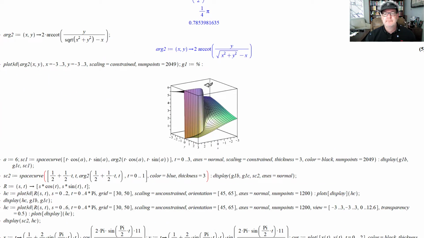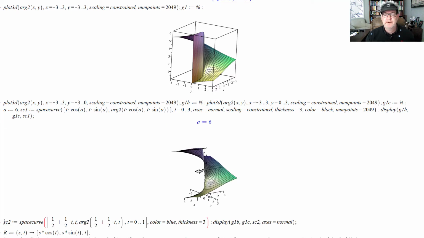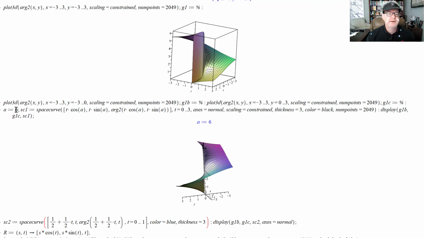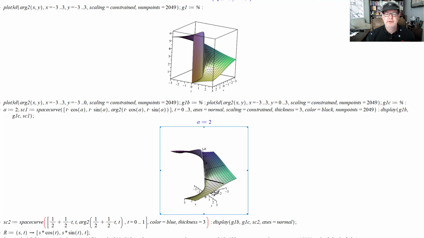So there's the graph. I can show the discontinuity if I do the plot in two parts. So I do the negative y and the positive y separately and then put them together. So here we go. And here's like a equals 6. So that's the angle. If the angle is 6 radians, that's going to stay on the surface. Or if I change it to, say, 2. Right, so if you pick any angle and just go radially out, you're going to stay on the surface forever.